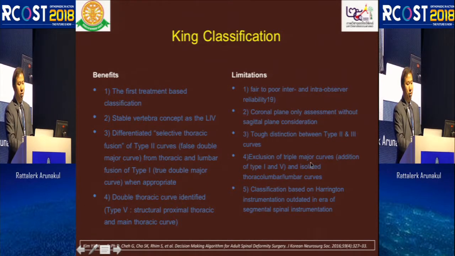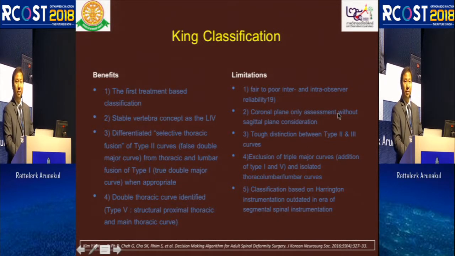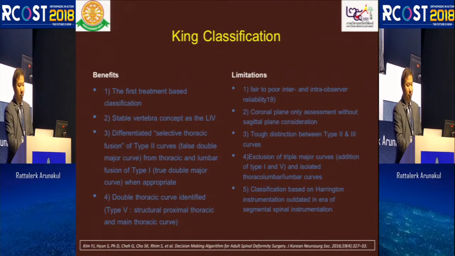But there are still limitations of the King classification, such as fair to poor intra-observer reliability, like between type 1 and type 2, which we sometimes miss. It has coronal plane only assessment without sagittal plane correction, and we talk a lot about the sagittal profile in this era. There is a tough distinction between type 2 and type 3 curves, and exclusion of triple major curves; it doesn't include every curve type. And the classification is based on the Harrington instrument, which I think is outdated now. We use only pedicle screws and hooks, and nobody uses Harrington rods anymore.